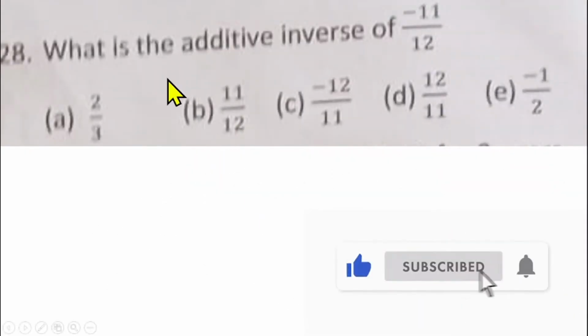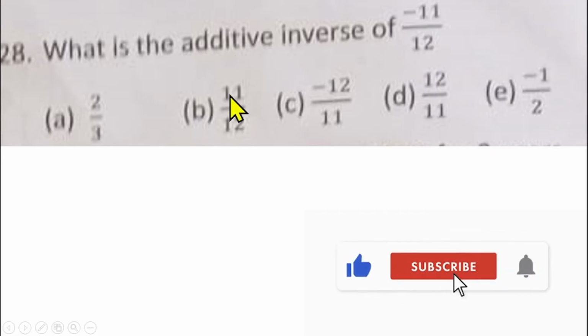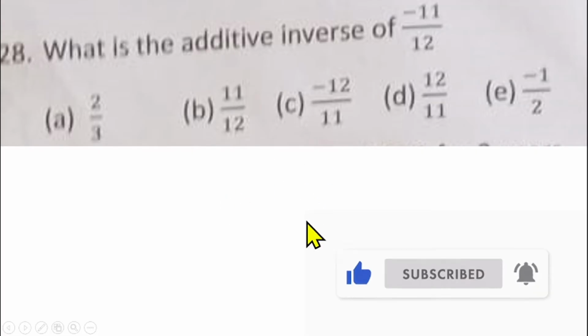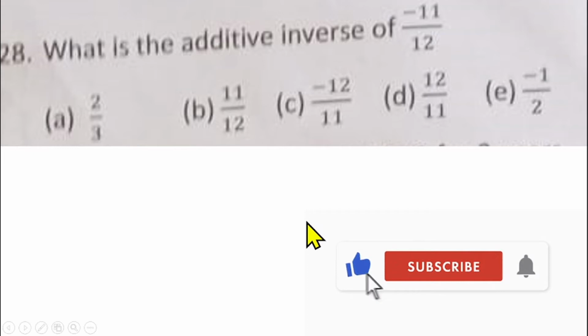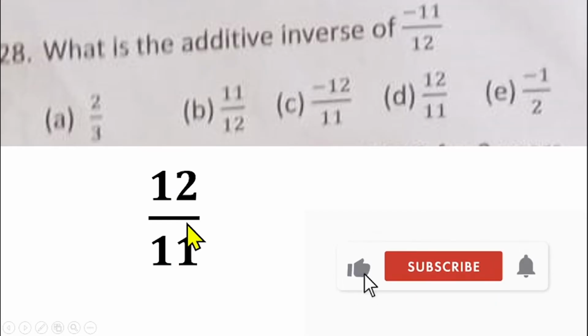Question number 28, what is the additive inverse of minus 11 over 12? What is additive inverse? Additive means addition, that is the inverse of minus 11 over 12, but it must be addition, so that should be 11 over 12. So the additive inverse of minus 11 over 12 is 11 over 12.